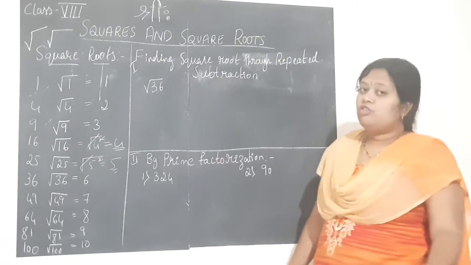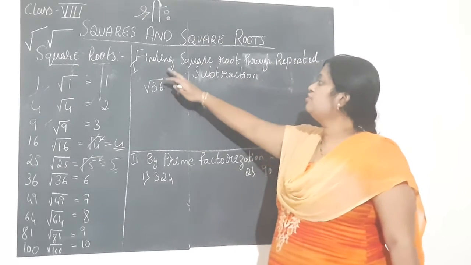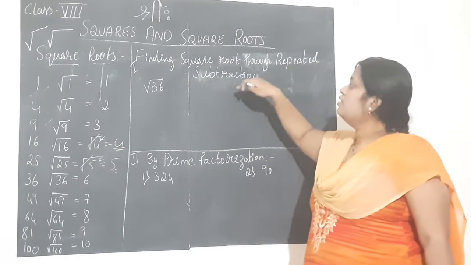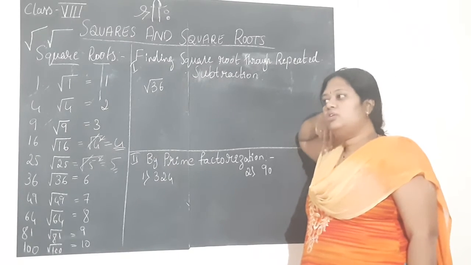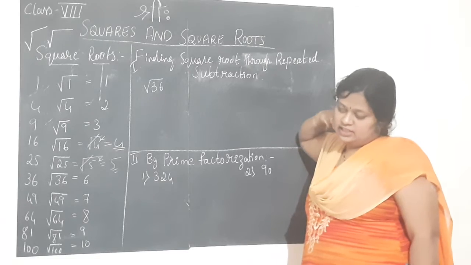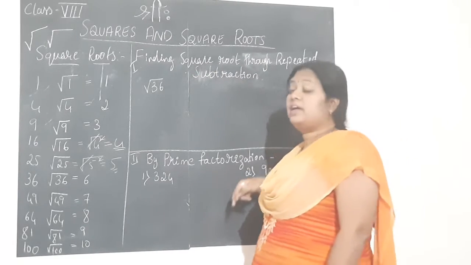We learned now how to find the square of a number. Similarly, you have different methods to find the square root of a given number also. So there are different methods, as I said. Two of them you are going to study this year, and the first is finding the square root through repeated subtraction.